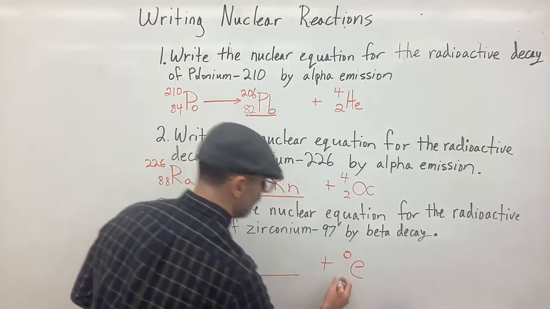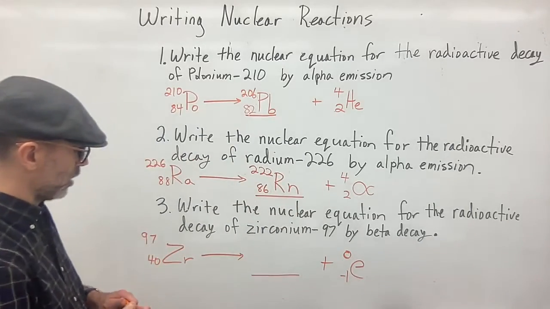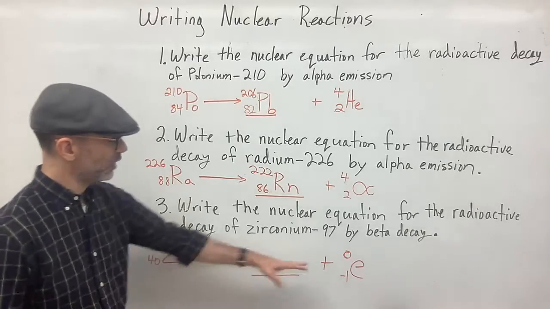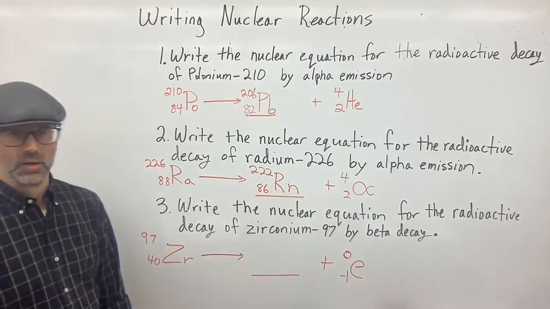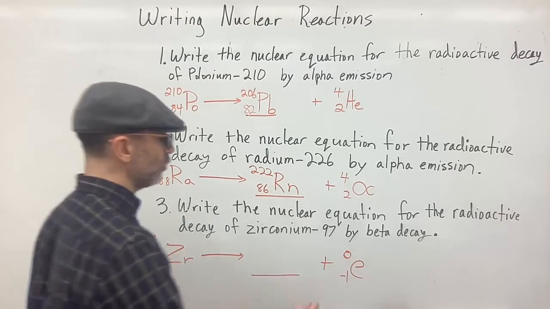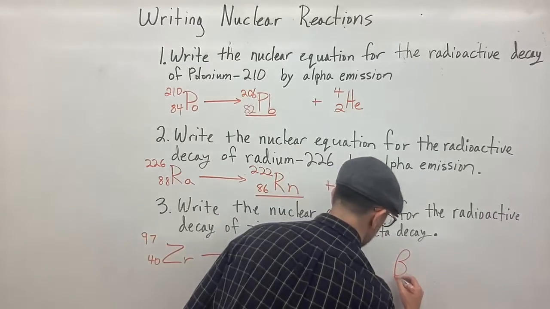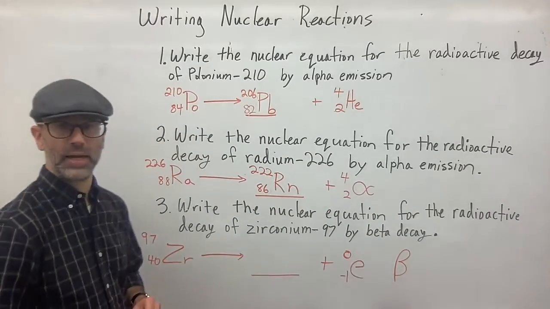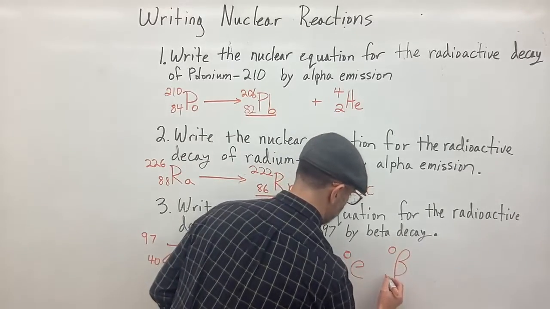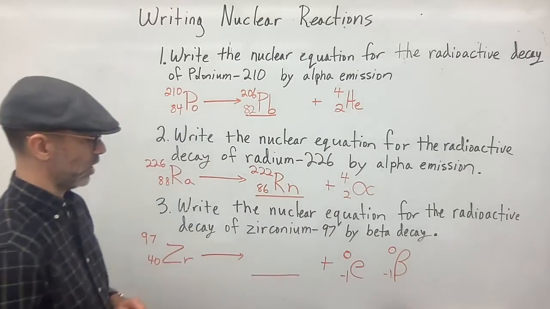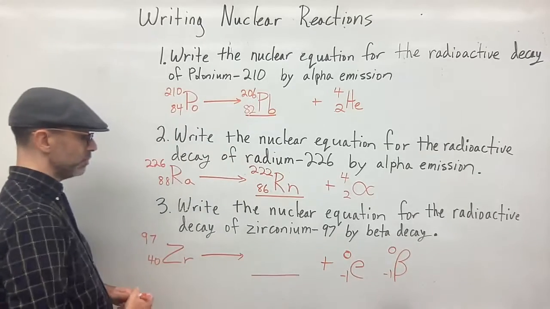And then the negative here for the charge, right? So that's a -1. So this is the symbol for your beta particle. You can also use this symbol here, right? So that's your beta symbol. You could use that. So it'd be 0 on top and -1 on the bottom. So either one of these is fine.